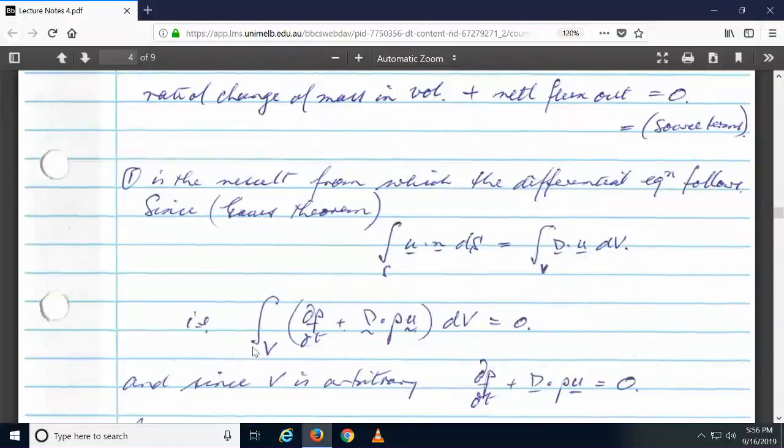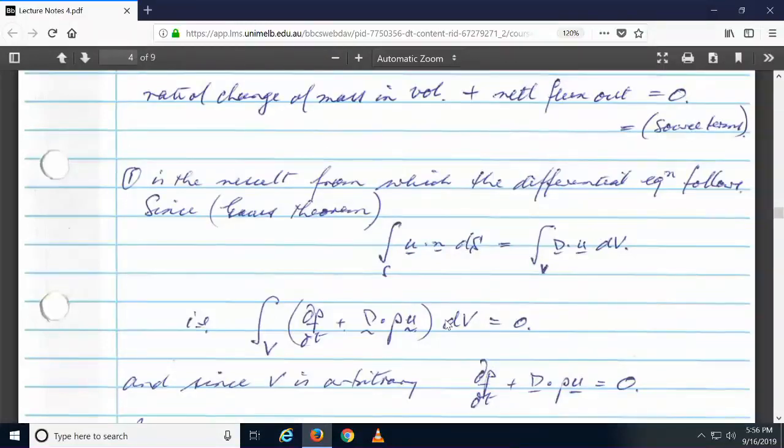But what if I chose a different volume? I'd still have to satisfy it. I have to satisfy it everywhere. So let's suppose anywhere in this volume, these terms inside, integrated over the volume, were not zero. Then I'd choose my volume where they're not zero, and I wouldn't get zero on the right-hand side.